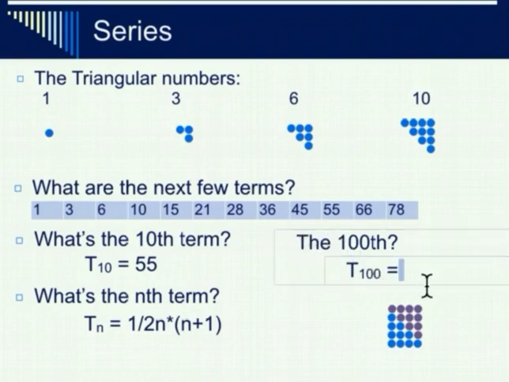If we wanted to use it to find the 100th number in the list, we'll do 1/2 times 100 times 101. 100 times 101 is, I'm sorry, no, it's 10,100. And if we then cut that in half, we get 5,050. And so the 100th number in this list is Gauss's number, 5,050.